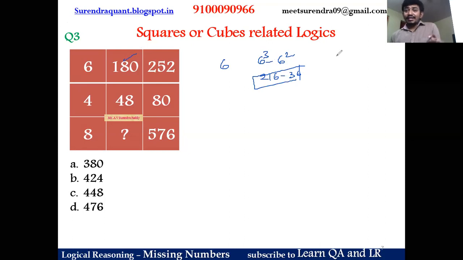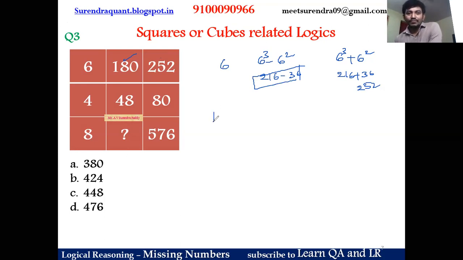Next, let us take the sum of those two. 6 cube plus 6 squared. So 216 plus 36, and that is 252. That satisfies, right? So the numbers given are the difference of cube and square, and the sum of cube and square. So do the same thing here, guys. Do the same thing here.